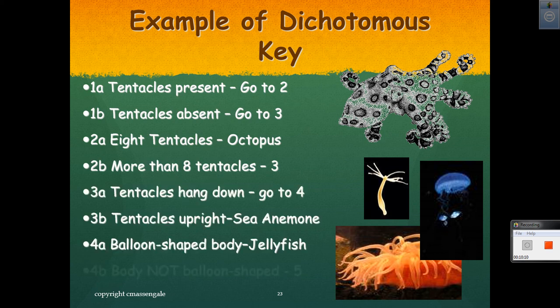Let's just choose an organism. Say we choose the anemone down here. I already know this is an anemone, but let's go through all the process. Tentacles present or tentacles absent? Well, the tentacles are absent. It doesn't have tentacles. Then we go to 3. Tentacles hang down or tentacles upright? Well, anemone. And that's how you do a dichotomous key.